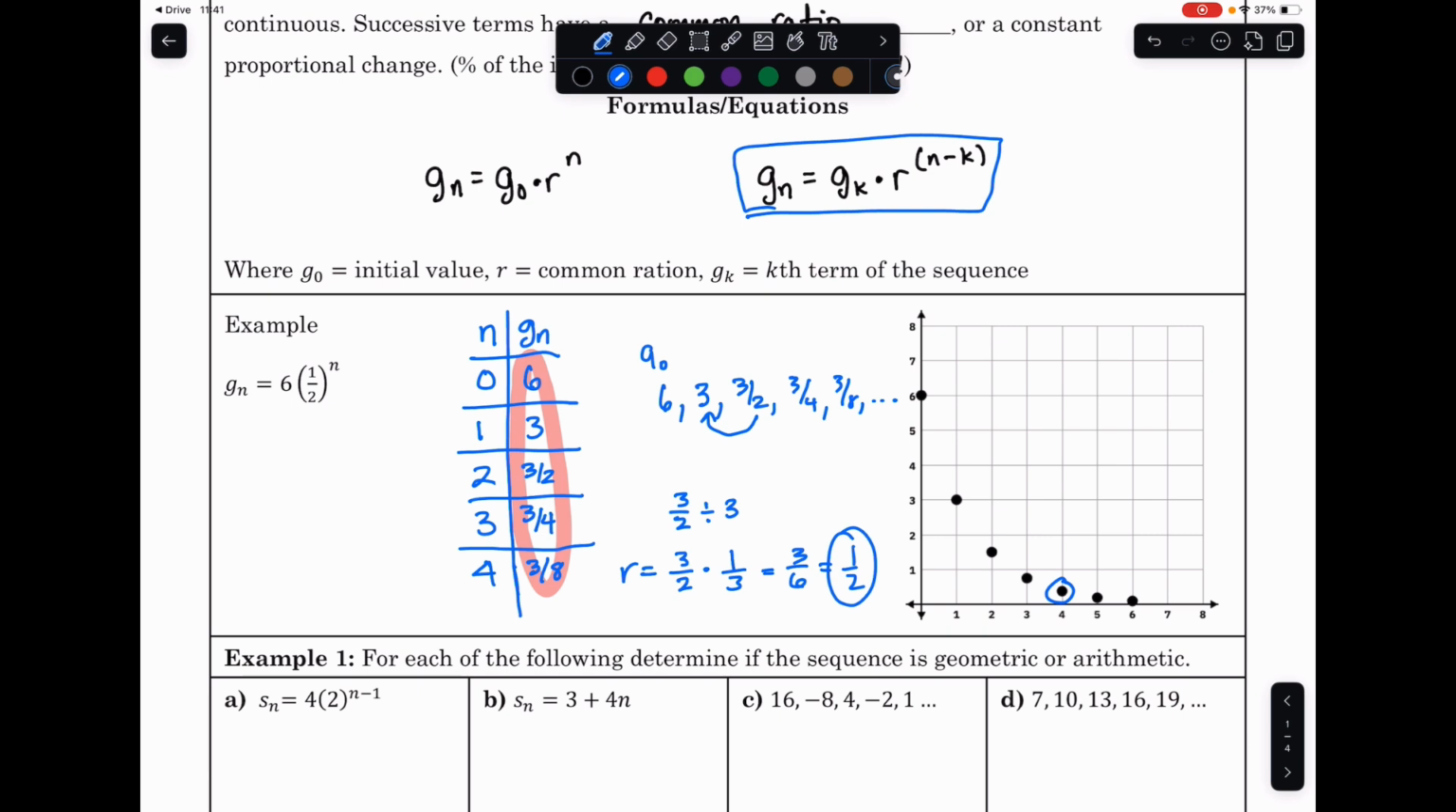Okay, and that's how you determine that value. And again, you could do it with any number. So probably a bit easier had I done 3 and I divided by 6. That's easy to see that 3 divided by 6 equals the ratio of 1/2. But I wanted to use the fraction just to remind you how to divide a fraction with a whole number.